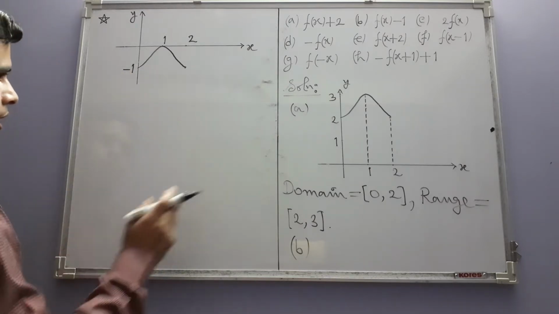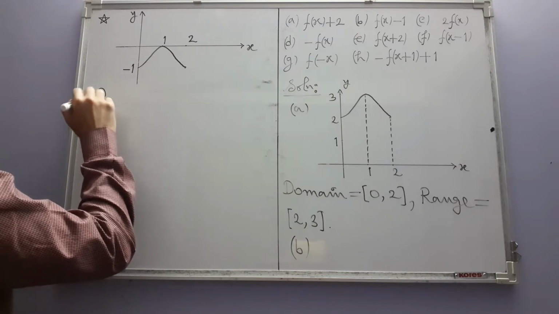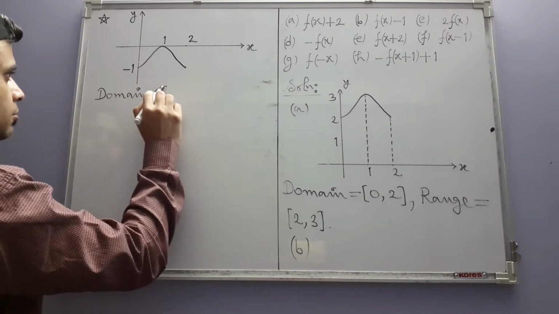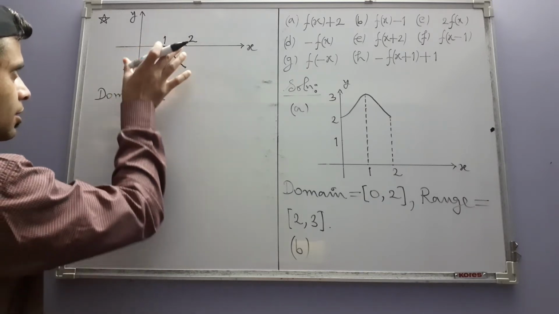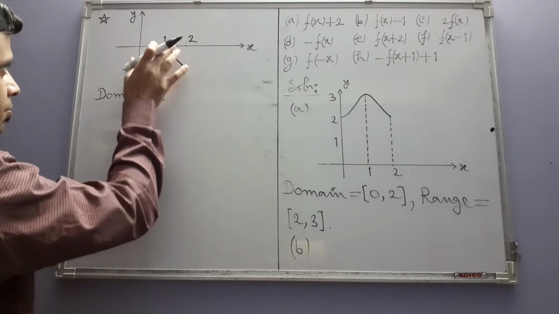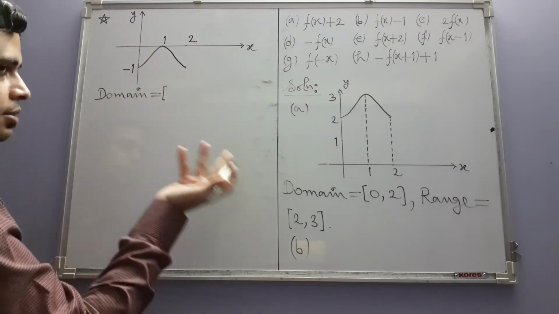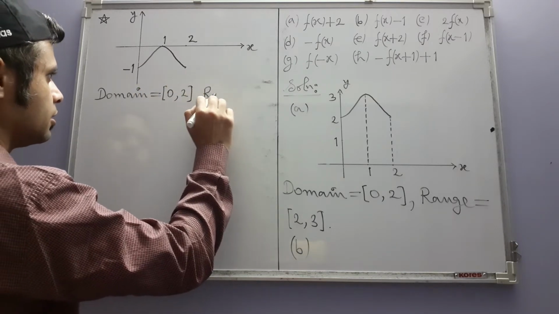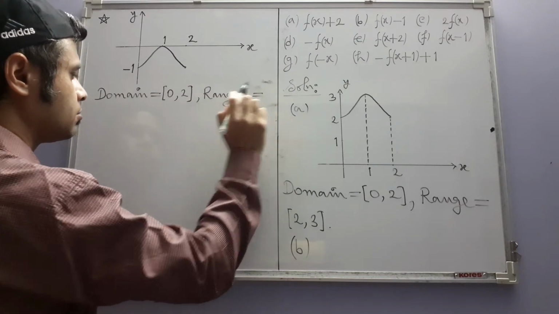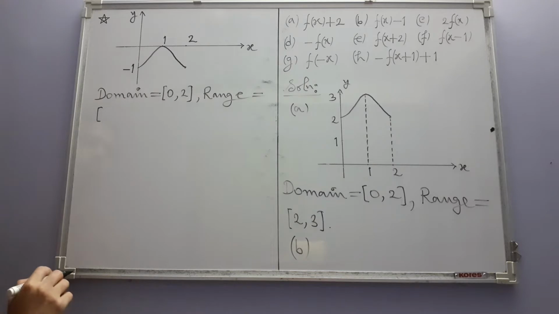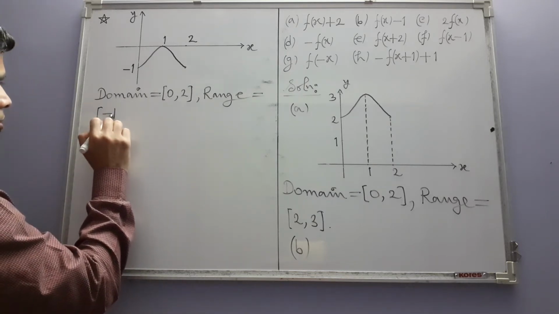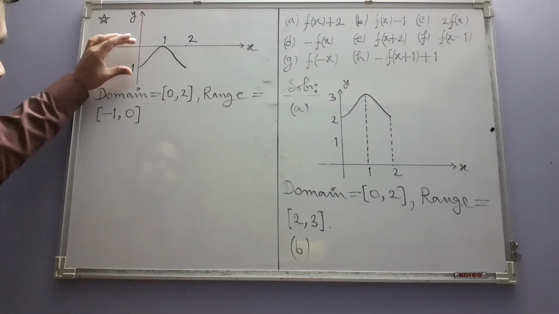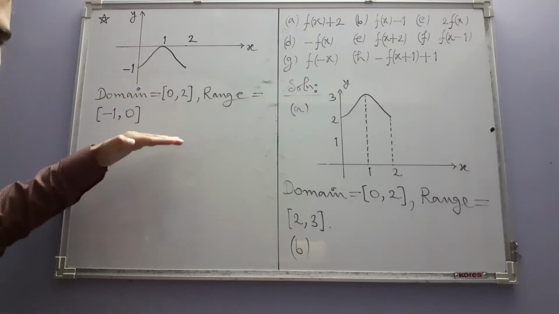Now, looking at the graph like before, here also the domain has not changed. The domain is still 0, 2, because the x coordinates of the points on this new graph still form this interval, but the range has changed from 0, 1 to minus 1, 0. The previous range has now been shifted 1 unit down.